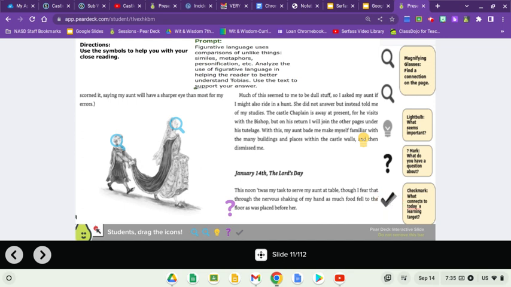Your assignment, and I'm going to repeat this 5 times. Your assignment is to annotate all the slides with the draggables.